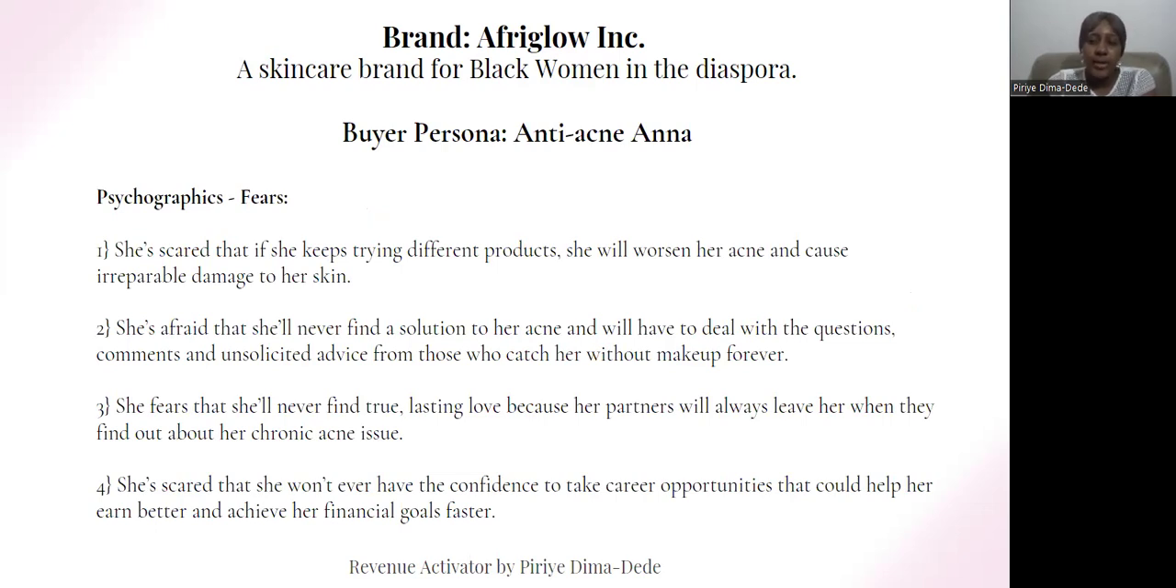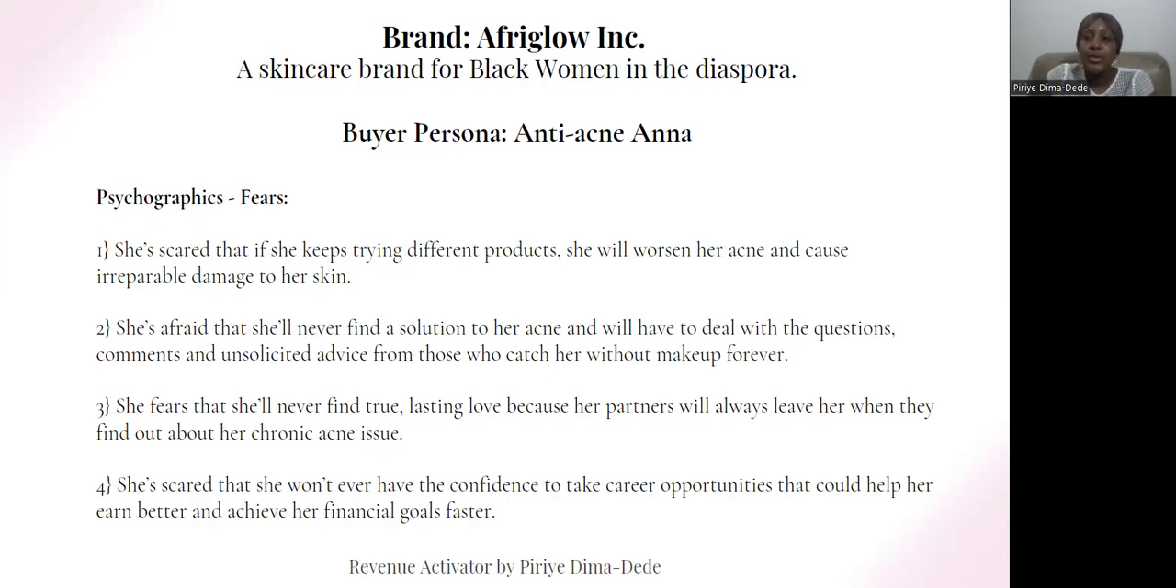So what is Anna afraid of? Especially when it comes to the problem you're trying to solve and how that affects her general quality of life. Anna is scared that if she keeps trying different products, she will worsen her acne and cause irreparable damage to her skin. She's also afraid that she will never find a solution to her acne, like never.